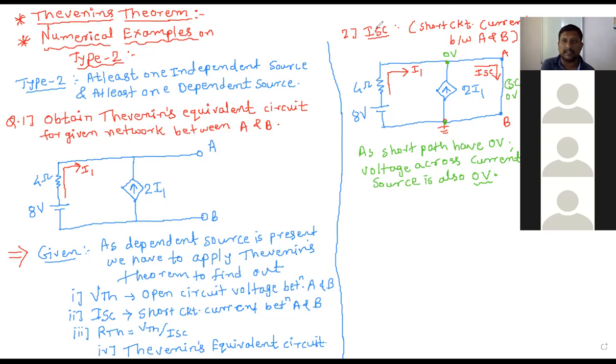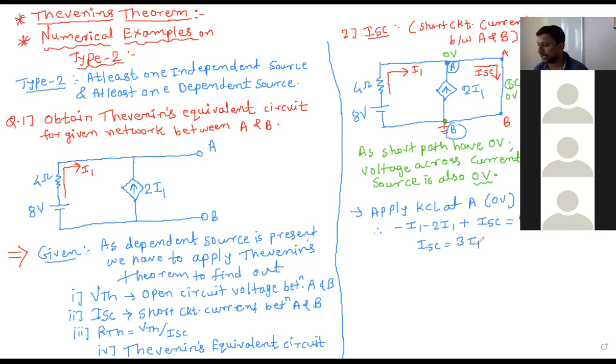Now apply KCL at A, that is at 0 volt. This point is also A, and this point is the same as B point because it is shorted. So apply KCL at A. Incoming is minus I1, plus again minus 2I1. But on the right hand side it is not 0 now, it is ISC. So minus I1 minus 2I1 is minus 3I1, plus ISC is equal to 0. Moving to the right hand side it becomes 3I1. So ISC is equal to 3 into I1. I got the answer up to here. Okay. Now you can tell me the next point.